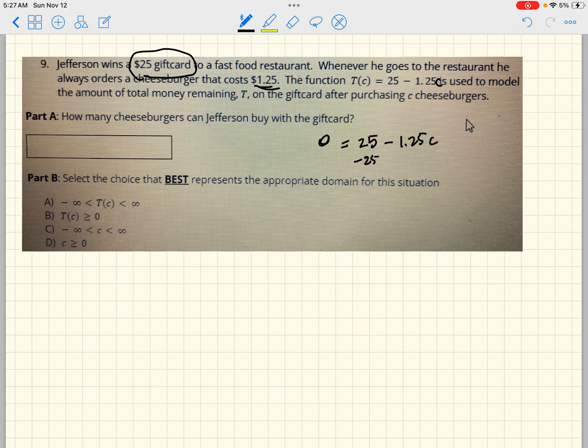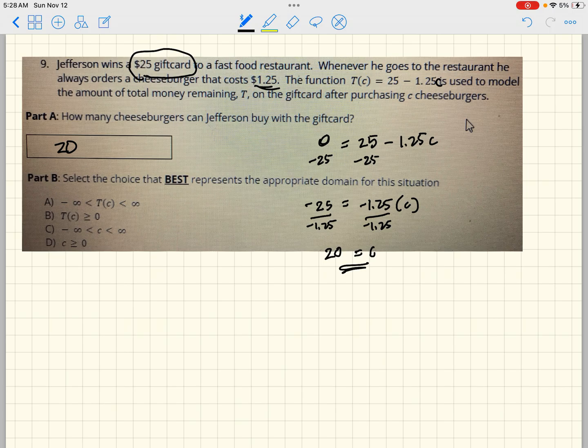Well, the first thing I'll do is subtract $25 from each side. It's going to be negative 25 is equal to negative 1.25 times C, the number of cheeseburgers. All right, now the opposite of multiplying by negative 1.25 is dividing by negative 1.25. Well, a negative divided by a negative is a positive, so now I'm just going to do 25 divided by 1.25 in a calculator, and that comes out to be 20. So I can afford to buy 20 cheeseburgers, and that will result in $25 because each cheeseburger was $1.25.